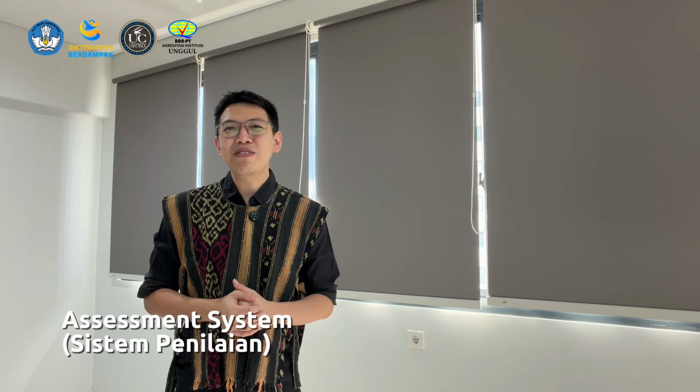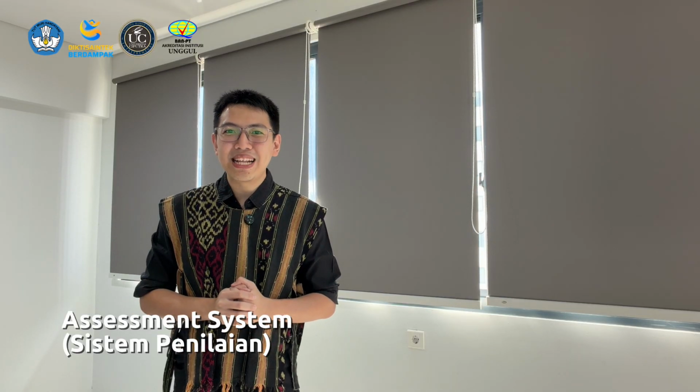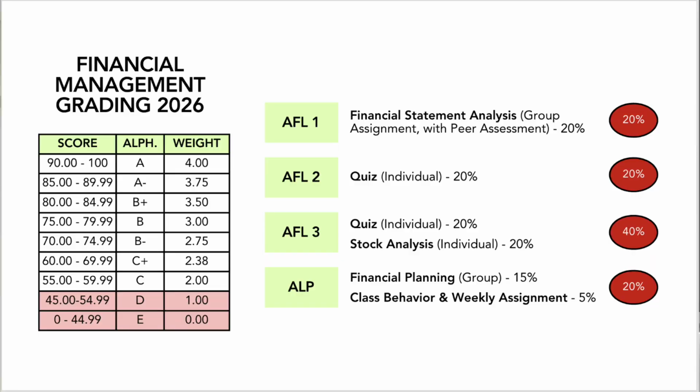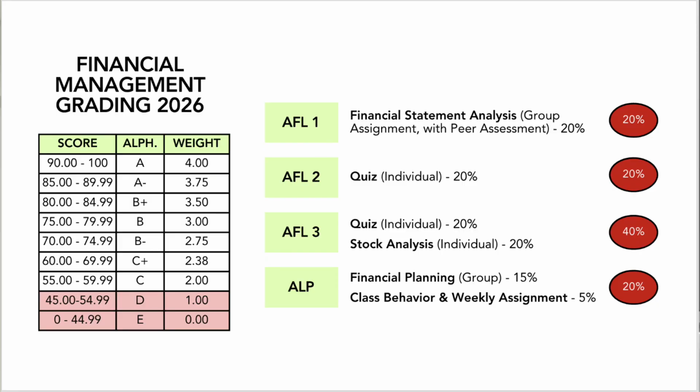Now let's go to the assessment system. The assessment system consists of 4 main components depending on the module. AFL1 is the assessment of Module 1, which is financial statement analysis, and it will weigh 20%. It will be a group assignment with peer assessment. AFL2 will be an individual quiz as the assessment of Module 2. It will also weigh 20%.